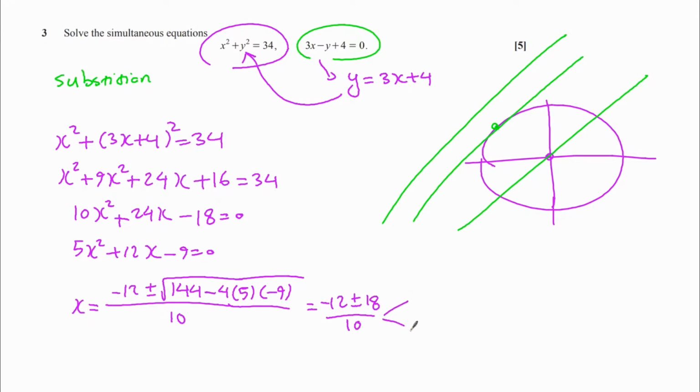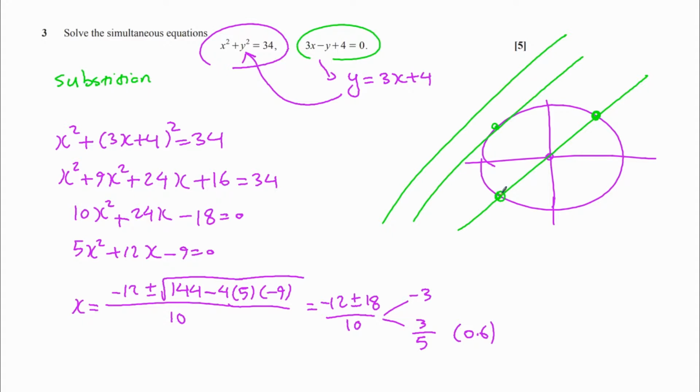So the answers that you get from here: minus 12 minus 18 is minus 30, divided by 10 is minus 3, and minus 12 plus 18 is 6, divided by 10 is 3 over 5. We can write it in that form, or if you wanted to put it in decimal format, this would be 0.6. So considering that we have two answers, we see that the line is intersecting the circle in 2 points, because we have two answers for x.